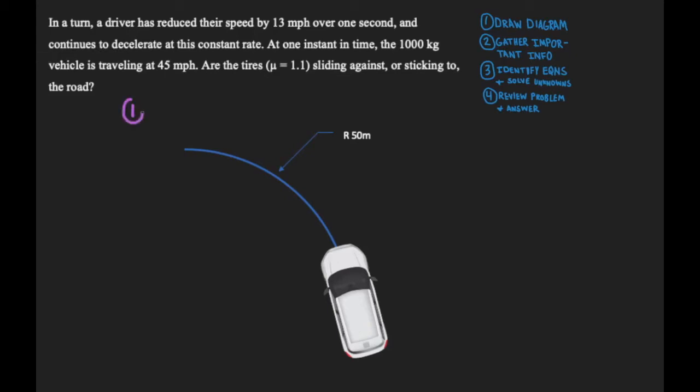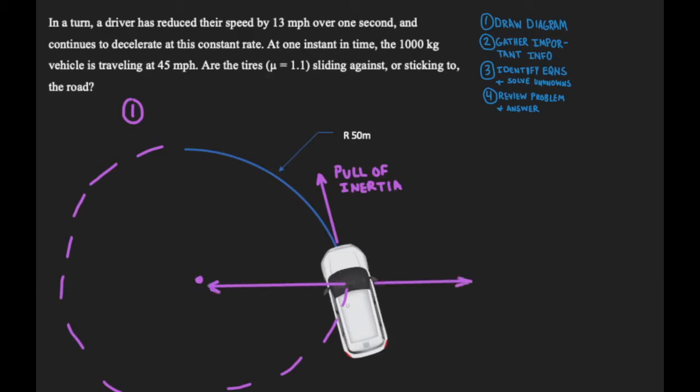Beginning with step 1, just by inspecting the diagram that we're given, we know this is an angular motion problem. So in the problem statement, we're told that at one instant in time, the vehicle is traveling at 45 miles per hour. This is going to cause a pull of inertia in the direction that the car is traveling. But because we're going around a curve, there's also going to be a centripetal force, which is pulling the car towards the center of the circle, in addition to a centrifugal force, which is the reaction force to the centripetal force, and it's essentially pulling the vehicle away from the curve.